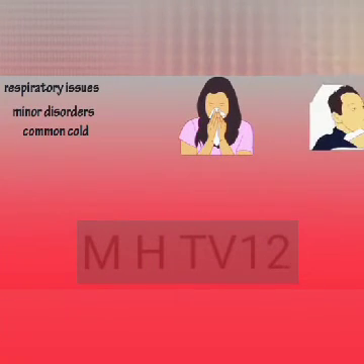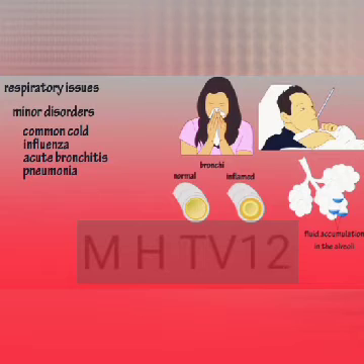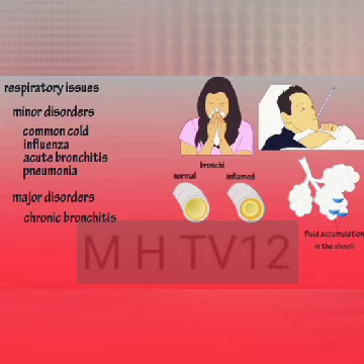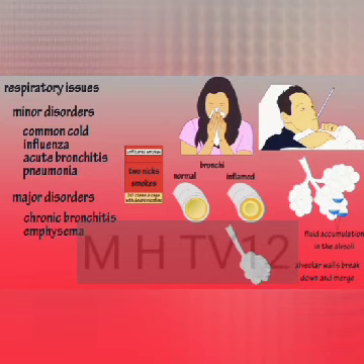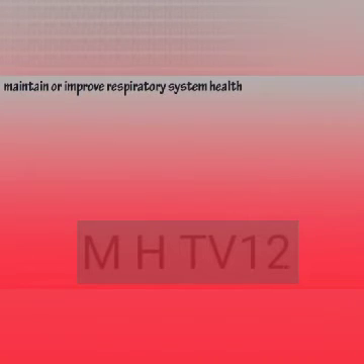Some minor respiratory disorders include the common cold, influenza, acute bronchitis, which is inflammation of the bronchi, and pneumonia, which is inflammation of the bronchioles and alveoli. Some of the more damaging disorders include chronic bronchitis, where the bronchi become inflamed and narrowed, mainly caused by tobacco smoke, emphysema, where the alveoli become overstretched, and lung cancer, which in almost 9 out of 10 cases is caused by tobacco smoke. What can you do to maintain or improve respiratory system health?